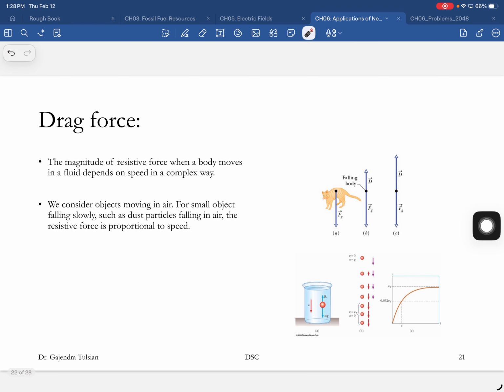So now we'll talk about drag forces. What are drag forces? Friction forces in fluids. So it's friction force. We're just giving it a specialized name.